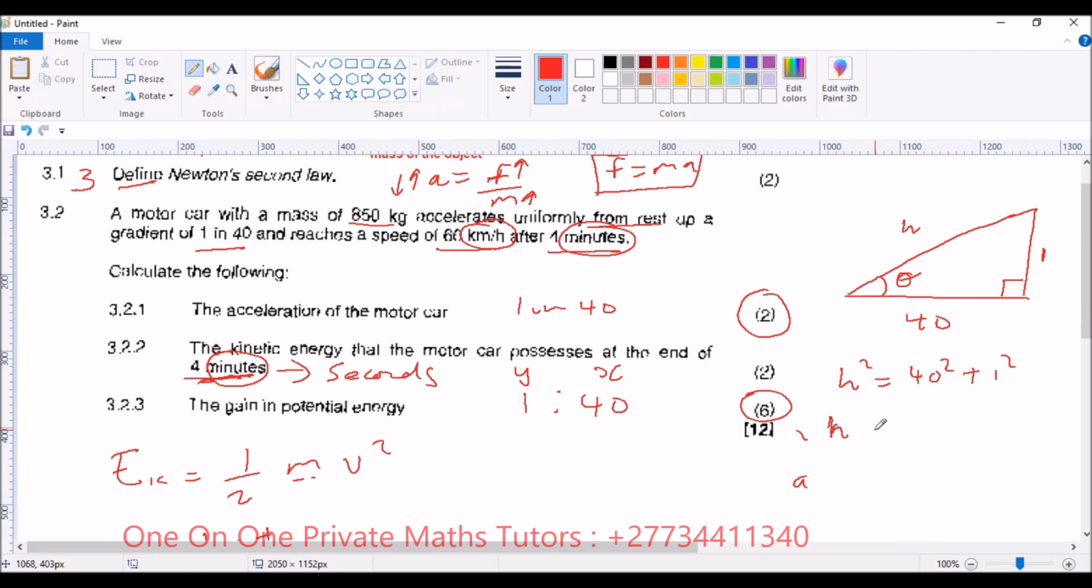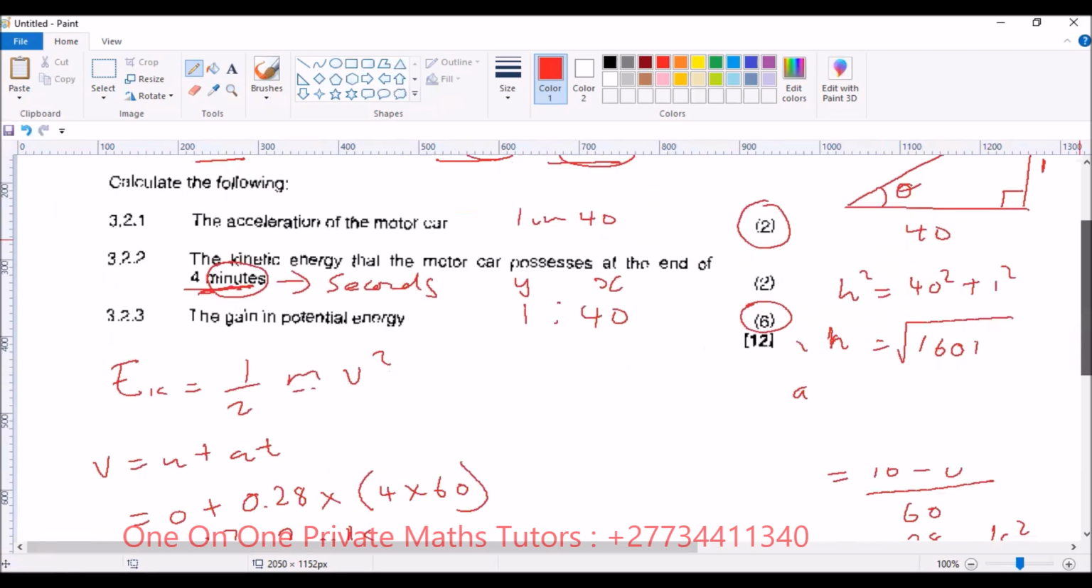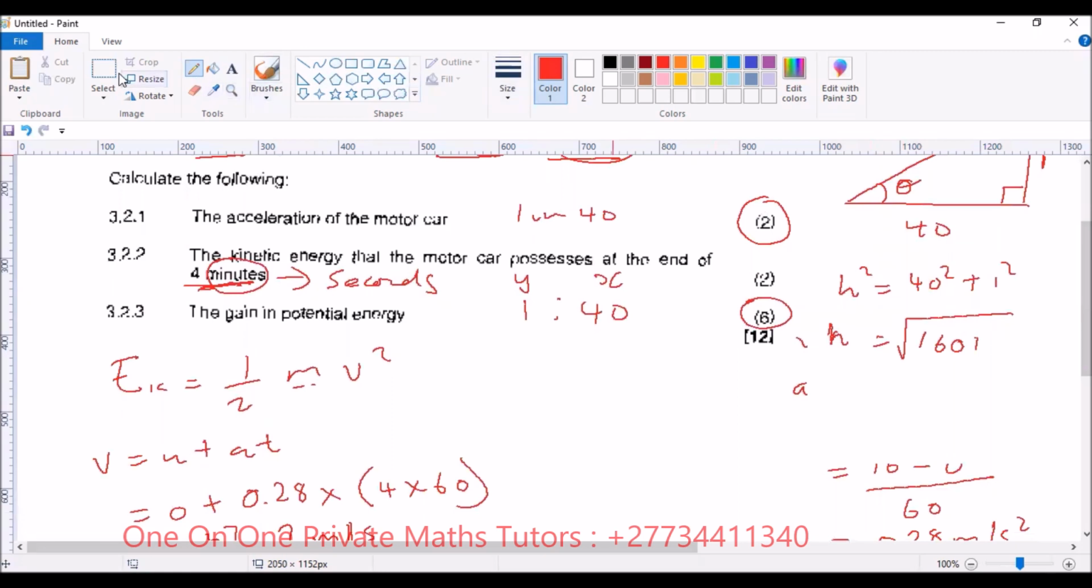H is equal to the square root of 1601, because 40 squared is 1600, 1 squared is 1. If we add them, we get 1601. So this is root of 1601. Okay, so now let me clear some space here.